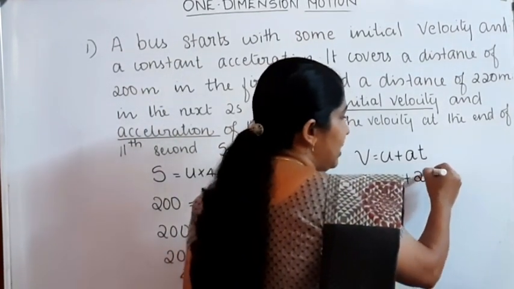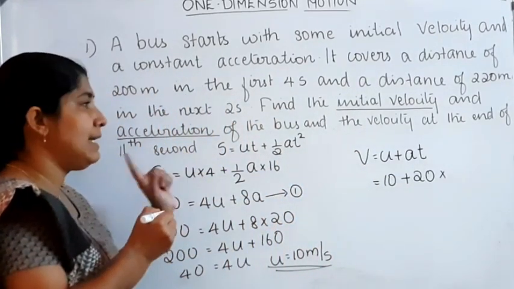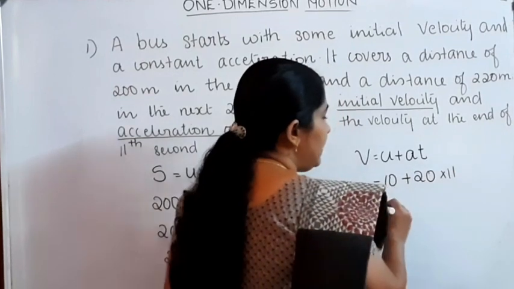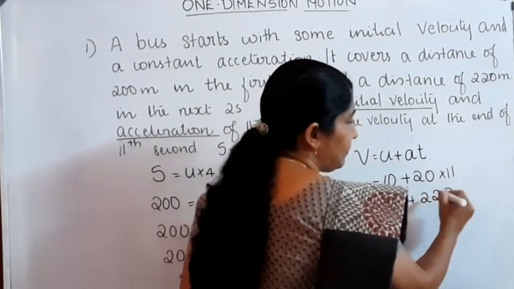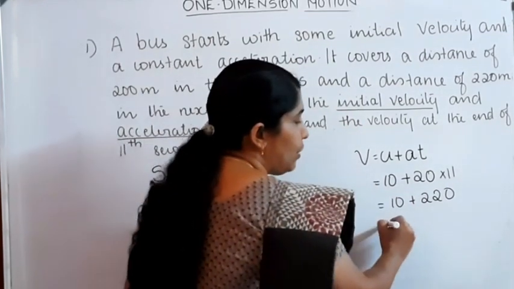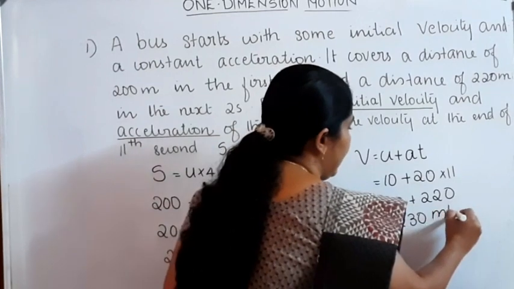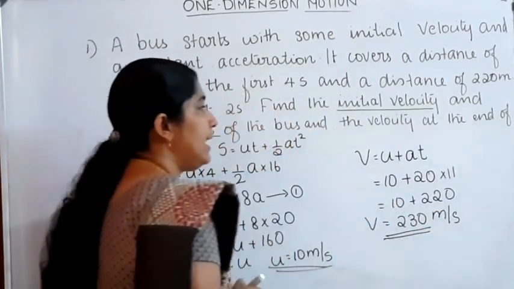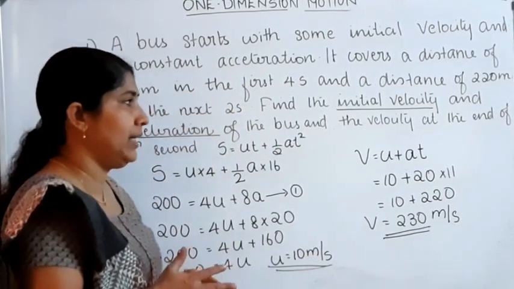Acceleration is equal to 20 into time. Time at the end of the 11th second is t is equal to 11. It's equal to 10 plus 220, that is equal to 230 meter per second. That is the velocity at the end of the 11th second.